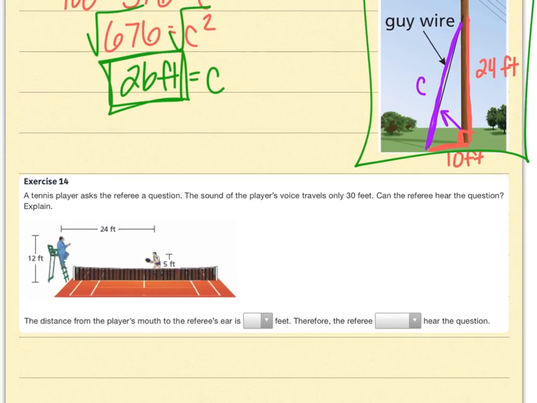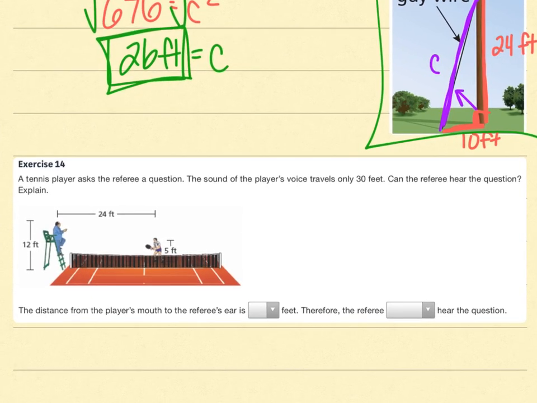And then number 14, I wanted to do a homework question from tonight's homework. It says, a tennis player asks the referee a question. The sound of the player's voice travels only 30 feet. Can the referee hear the question? So the sound of the tennis player's voice is going to travel basically from here to there.